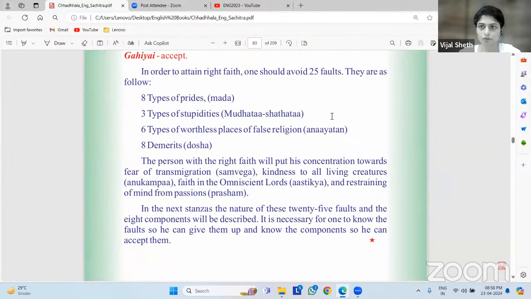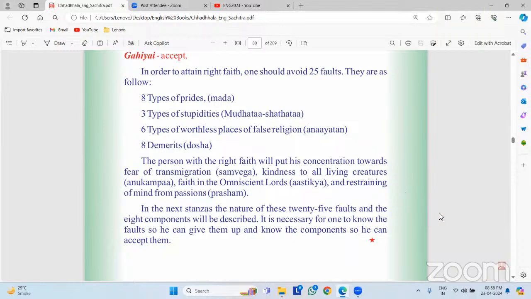We will read this. Subha madam, please read. Yes, D. Shall I read it from here?